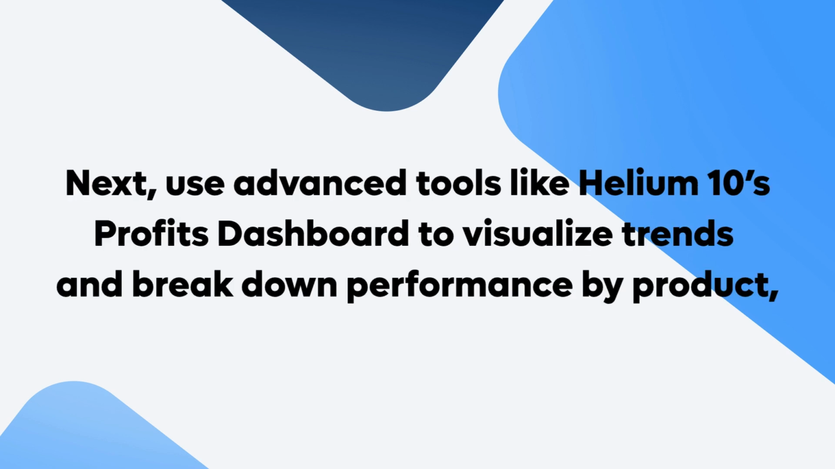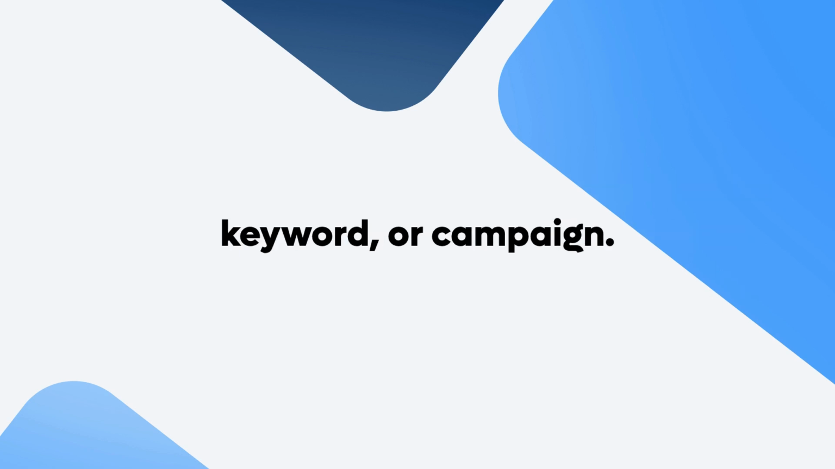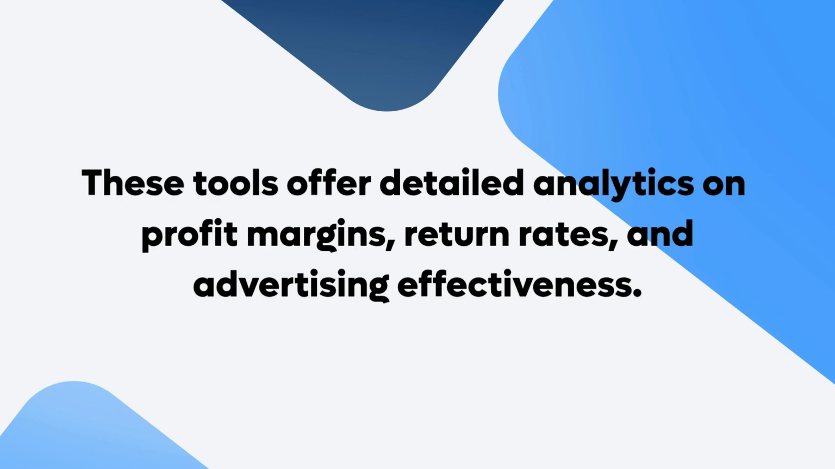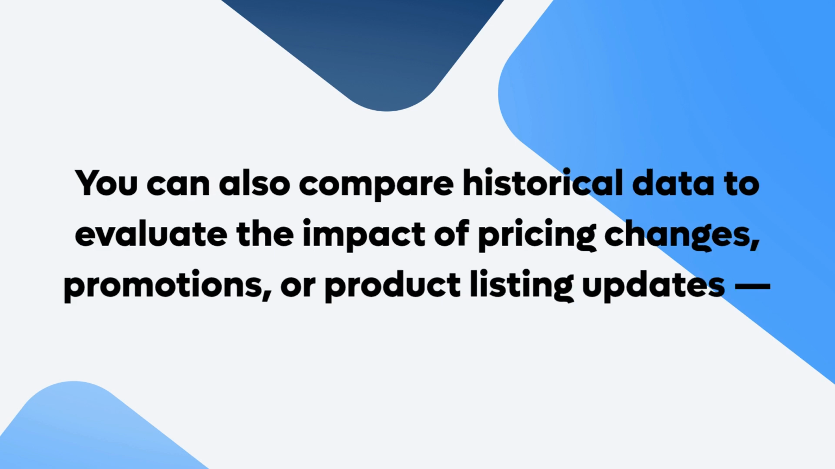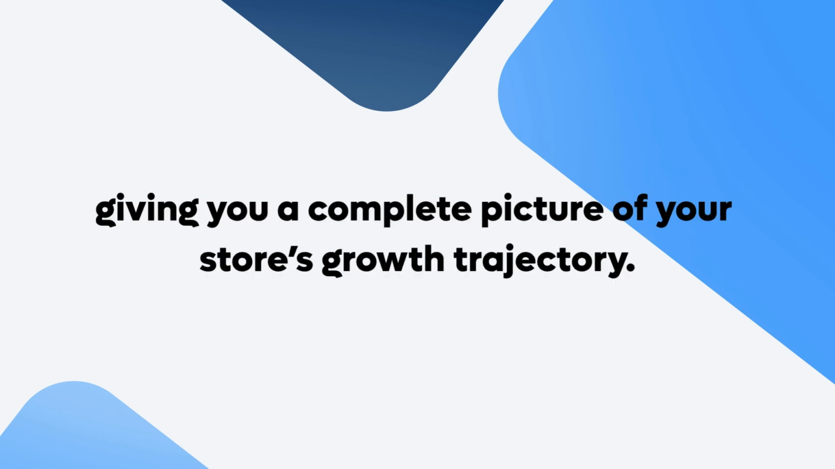Next, use advanced tools like Helium 10's Profits Dashboard to visualize trends and break down performance by product, keyword, or campaign. These tools offer detailed analytics on profit margins, return rates, and advertising effectiveness. You can also compare historical data to evaluate the impact of pricing changes, promotions, or product listing updates, giving you a complete picture of your store's growth trajectory.